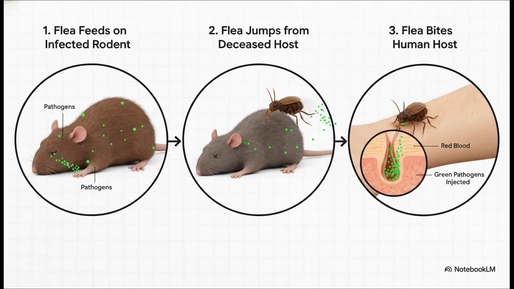Now, the mechanics of how this transmission actually happens are, frankly, pretty gruesome, but it's absolutely crucial to understand. The flea feeds on an infected rodent and ingests those pathogens. Later, when that rodent dies and the flea jumps over to a human host, its dual-function mouthparts go to work. While it's sucking up fresh blood, it's simultaneously squirting pathogen-laden saliva directly into the bite wound. Basically, it's injecting the human with the disease right on the spot.